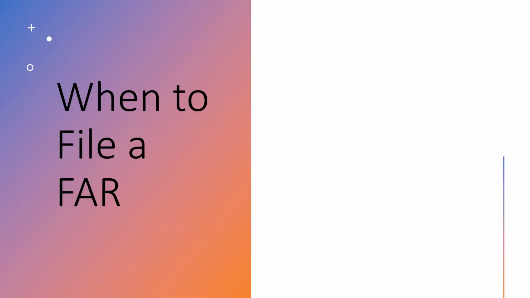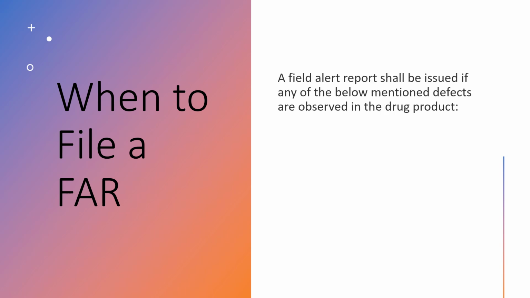Now we'll discuss when to file a FAR, right? A field alert report shall be issued if any of the below mentioned defects are observed in the drug products. That could be mislabeling, right? Any incident that causes the drug product's packaging, components or labeling to be mistaken for or applied to another article. In that case, you need to initiate the FAR.